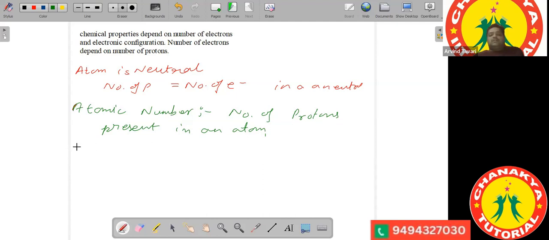You have another term, that's mass number. Mass number represents the number of protons plus the number of neutrons. The sum of the protons and neutrons represents the mass number. That means you can say that it represents all the mass of the atom. Mass number represents all the mass of the atom.